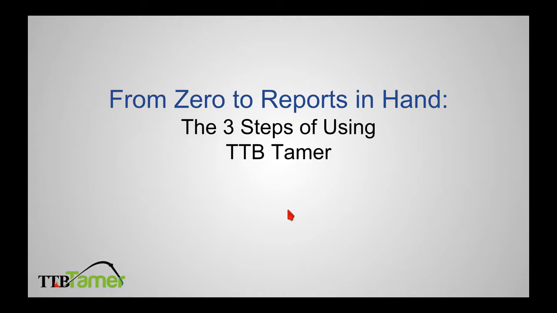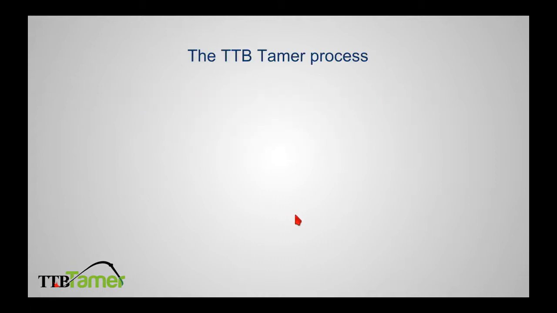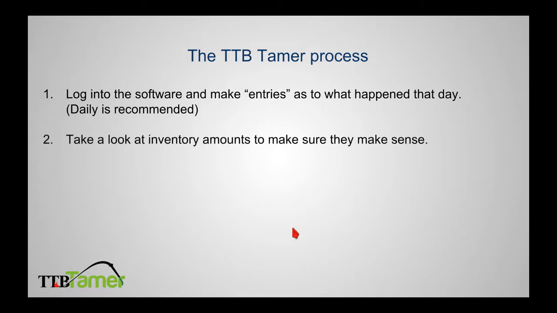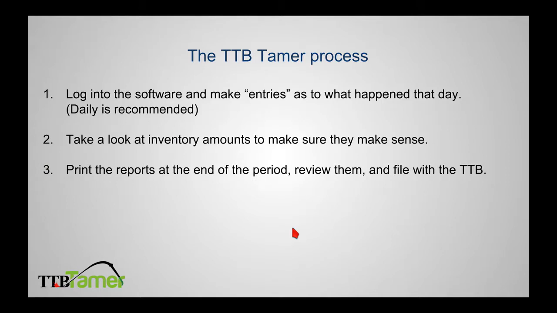Great, so let me start by saying that there are 3 steps to using TTB Tamer in order to go from brand new or just starting out to having completed reports ready for submission to the TTB. The first step is to make entries for activities that occur in the brewery. We recommend doing this daily at the end of the day. The official stance from the TTB on record keeping is that records need to be up to date within 1 business day. The second step is to take a look at your entries and inventories that are calculated in the software to make sure that they make sense. And then the last step is to print the reports, double check them again, then submit them to the TTB.